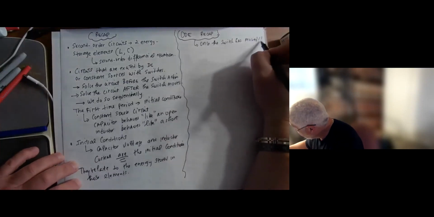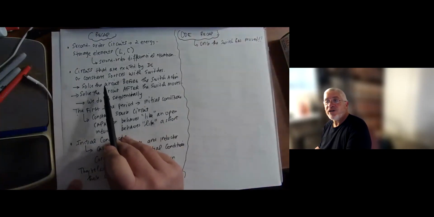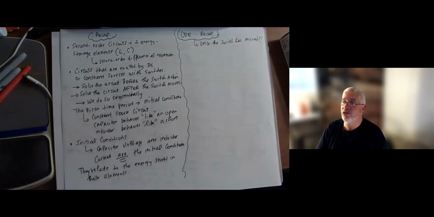For the simple reason that, again, in the first time period, the switch had not moved yet. The capacitor behaves like an open and the inductor behaves like a short. You're looking at a DC circuit, a resistive circuit with sources. If the sources are constant, then the capacitor is not behaving like a capacitor. The inductor is not behaving like an inductor.